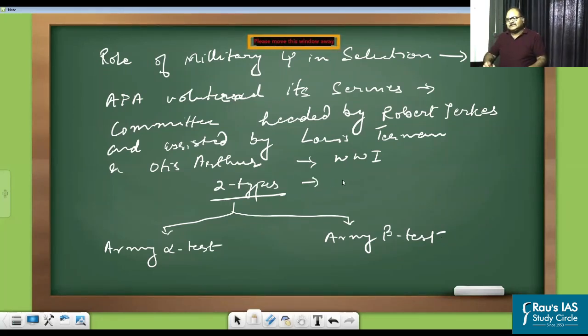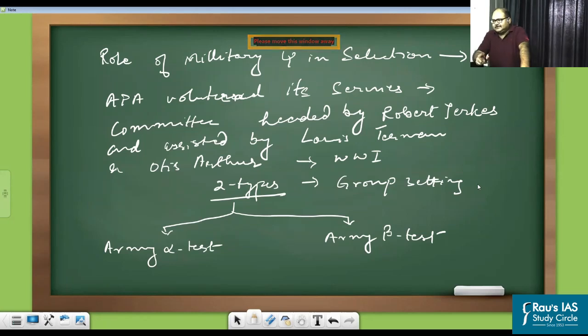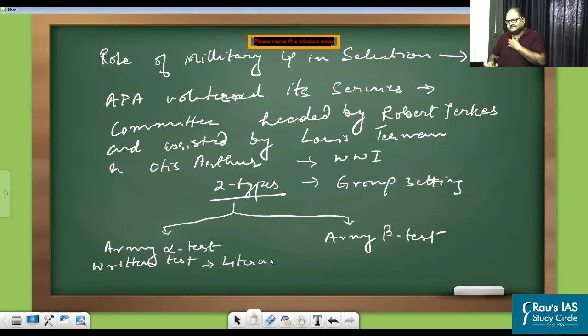Now both these tests were administered in group settings. They were not administered individually. So these tests can be taken up in a group. Now, the Alpha test was a written test which could be taken up only by people who were literate. So only literate people could take up the Army Alpha test, not the unlettered ones or those who do not know English. It was a written test designed for literate people.